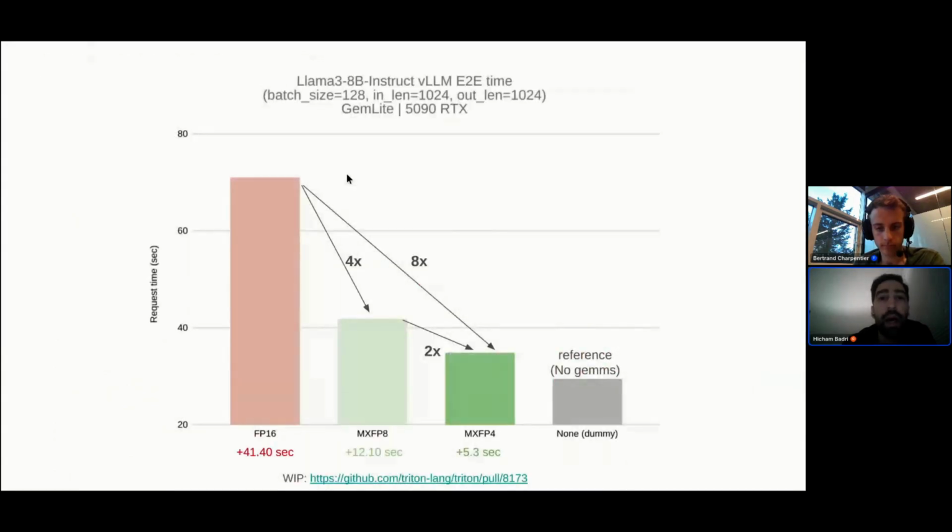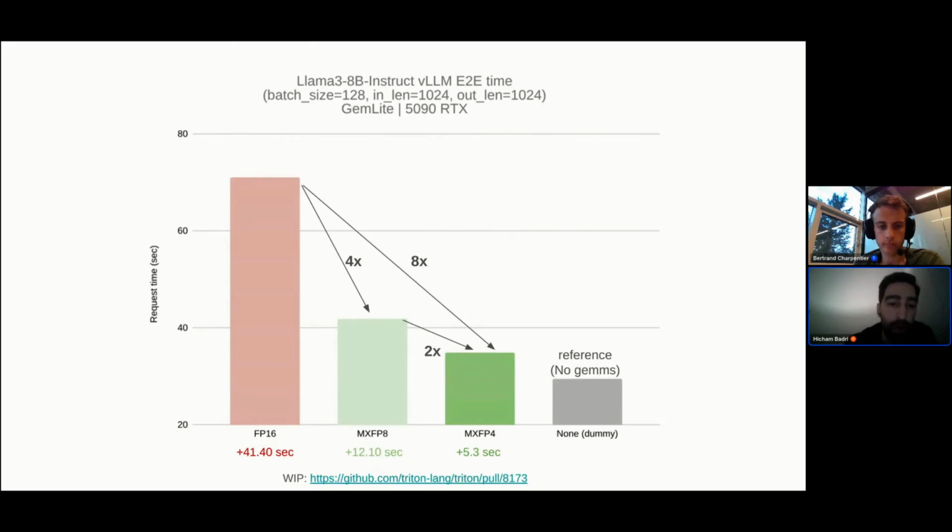for a simple GMM. This is an actual performance with Triton end to end, with vLLM and Llama 3 8B. We measured the performance from FP16 to MXFP8 and MXFP4. This implements the stuff that I have been discussing here: the activation quantization and the GMM. We also had a reference that is a dummy version, which doesn't have any GMMs, so we can compare the speedup only for the linear layers. And what we get is very close to the theoretical speedup.